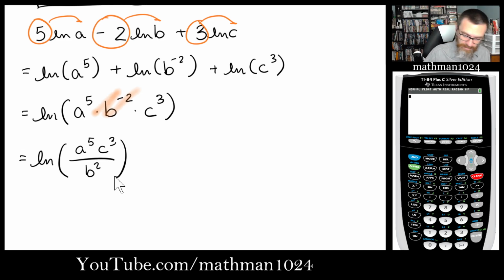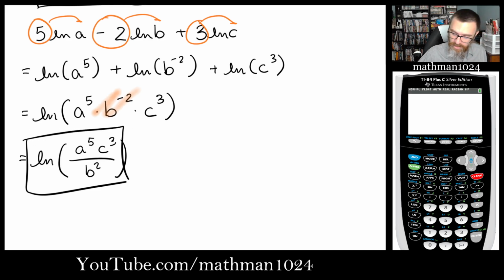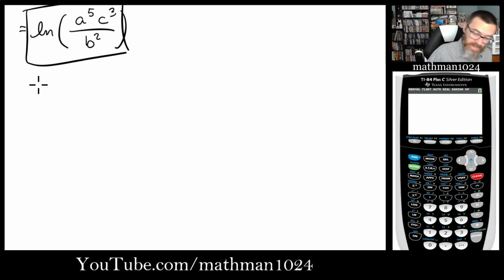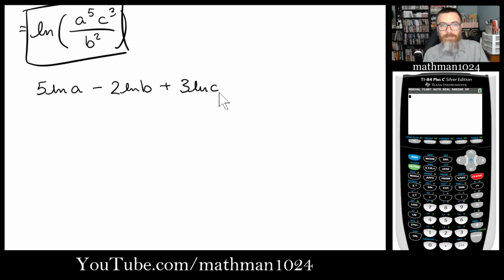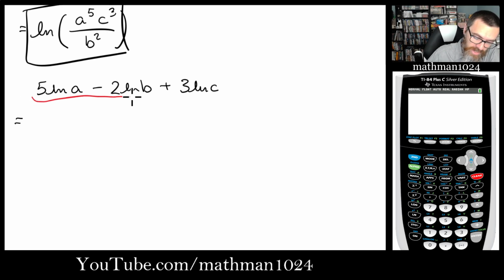But it's not the only way. It all depends on how you treat that negative that we had at the beginning. So let's try this again. 5 natural log of a minus 2 natural log of b plus 3 natural log of c. What we can do is take these two pieces right here, and since there is subtraction, we can combine that into a single expression. Let's kind of cheat a little bit, because we already know what these numbers in front are going to do.